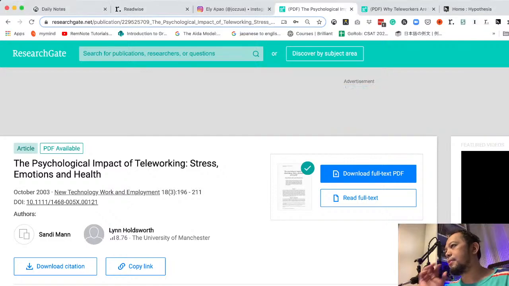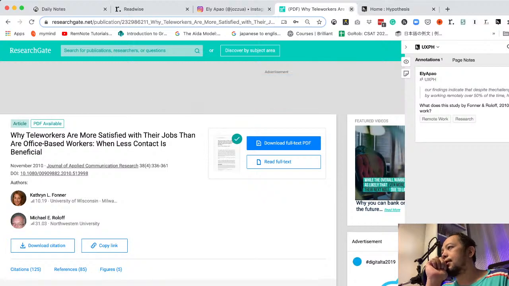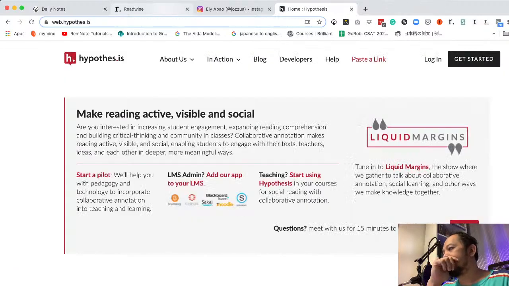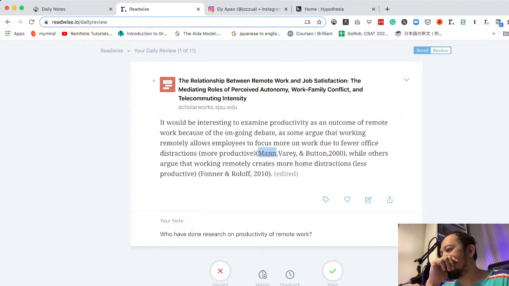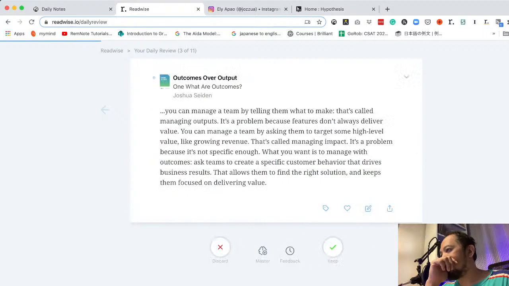Okay, I'll finish off with this. Alright, this is nice. Keep going. Don't make me think. I have to review that. I think it's called managing outputs. It's a problem because features don't always deliver value.